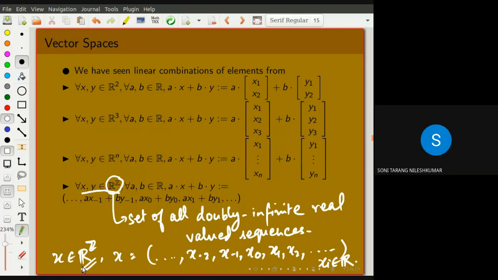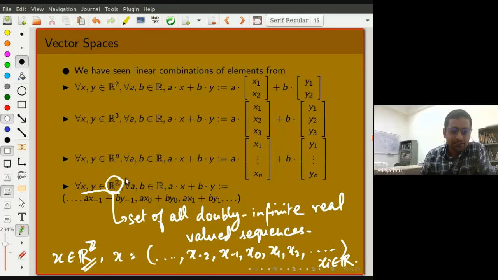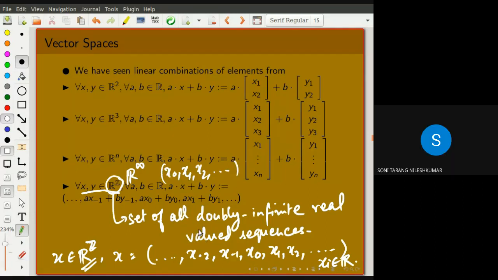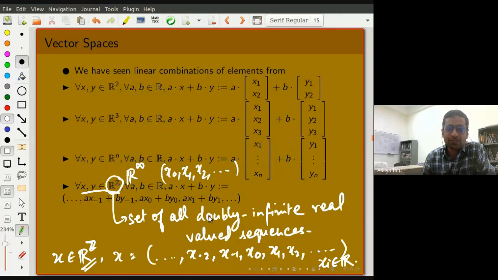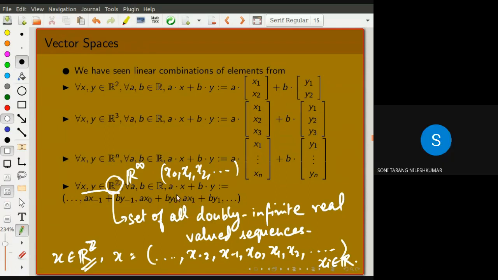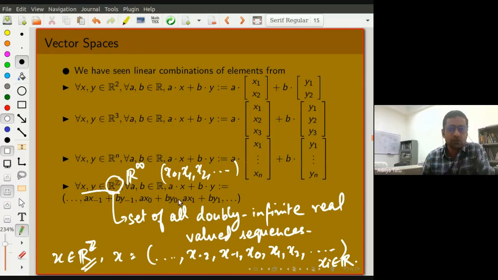Sir, can you not represent it using R raised to infinity? The only thing is, then this is R infinity, and how do I differentiate between these? Then it will be like a ray, or a sequence that starts at a certain point. In terms of signals and systems, this is a signal that starts at time 0. So once again, there's nothing special or standard about this notation. Don't get confused because of it.